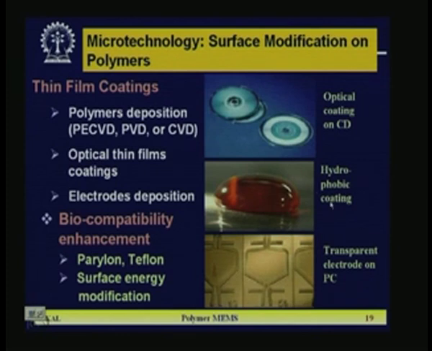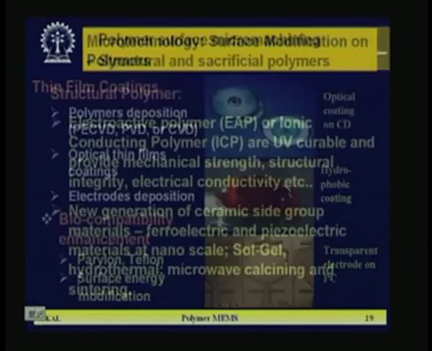And hydrophobic coating: in some devices you need some kind of hydrophobic coating, so that it will not react with moisture. So, for that, the electrodes have to be deposited with some polymer materials, a thin coating is done. And here in the bottom, some transparent electrode on PC. That is also shown. They use Parylene, Teflon, and they modify the surface energy of the coating to get that transparent nature of the layer. So, biocompatibility enhancement is another issue which people are working on.